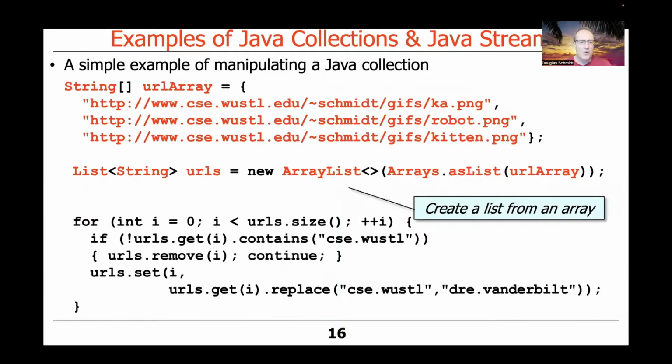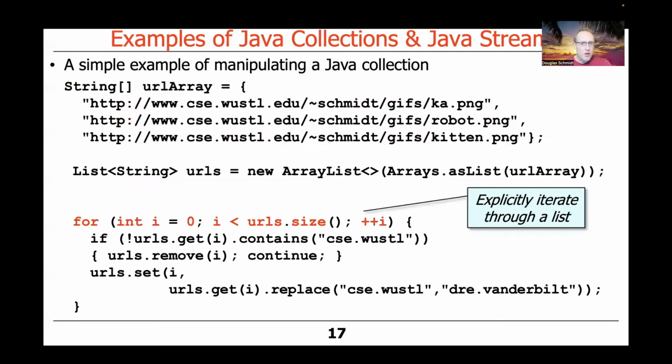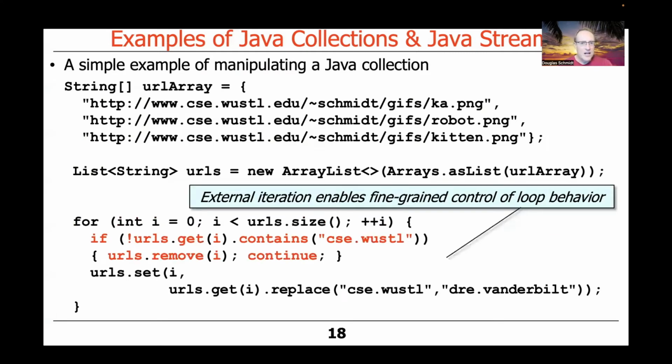So this particular program starts out with an array of URLs represented as strings, and then we convert the URL array into an array list, which is mutable. That's why we use new ArrayList, because we're going to mutate this thing, as you'll see in a second. If we just said Arrays.asList, it would be immutable. We couldn't change it. The next thing we're going to do is use a good old-fashioned Java range-based for loop with a loop counter to iterate through the list explicitly. And each element we look at, we're going to check to see if it's got the CSE.WSTL substring. That was the old university I used to teach at many years ago.